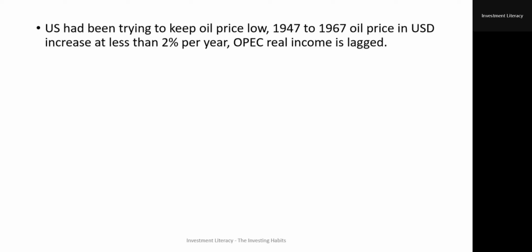Then the US has been trying to keep the oil price low as one of their targets to reflect and hold the US dollar value. And from 1947 to 1967, oil price in US dollars increased at less than 2% per year. Because of that, OPEC countries were very poor and real income was lacking, and the US was making a lot of money, as well as the oil companies.